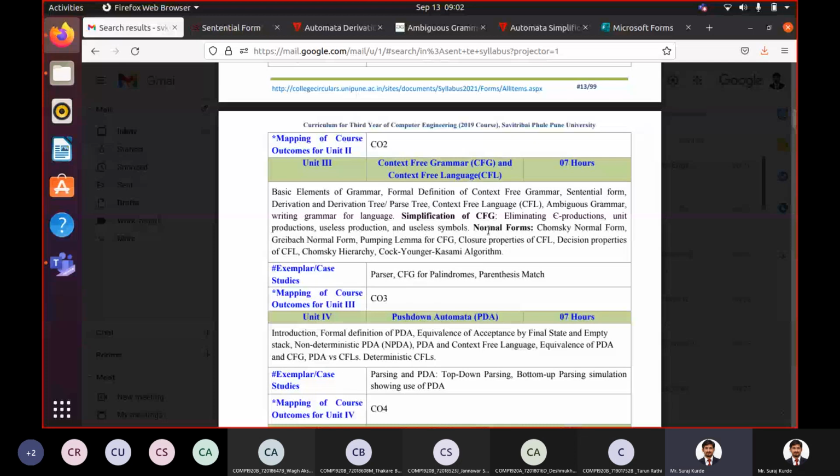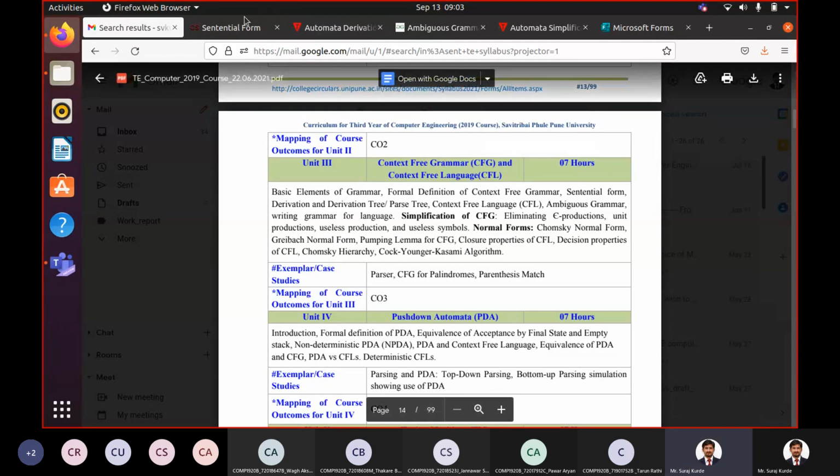Then we'll see the simplification, how to simplify the grammar. So we'll just see the steps, whatever is possible. 3 steps are there: eliminating epsilon production, eliminating useless symbols, and eliminating unit production.